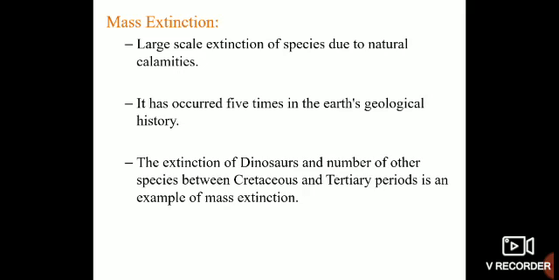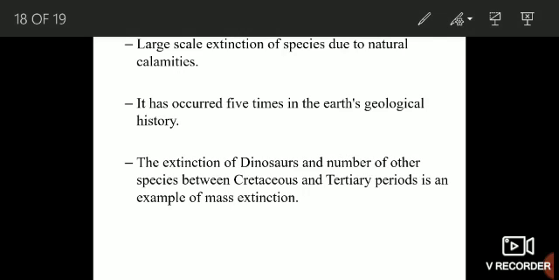Mass extinction simply means large scale extinction of species due to natural calamities, and these calamities can be like excessive cooling of the earth's surface, striking of meteorites. There are many other reasons. Okay, when a large number of species are lost in a small span of time, this is known as mass extinction. And mass extinction has occurred 5 times in the Earth's geological history. That means from the time when Earth came into existence, mass extinction has taken place 5 times.